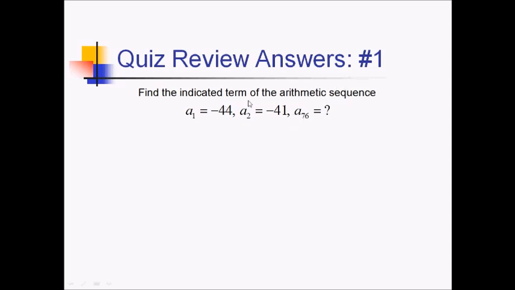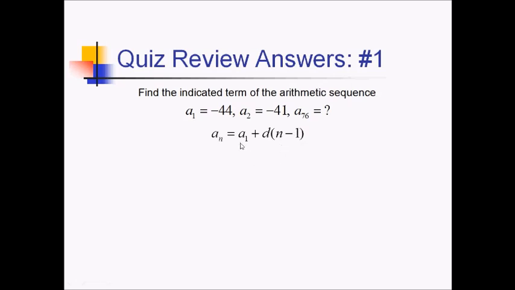This is a sequence where all the terms have a common difference, so you just keep adding or subtracting the same thing over and over again to get subsequent terms. So to figure out the nth term, we're going to use the nth term formula for an arithmetic sequence. That's an equals a1 plus d times n minus 1.